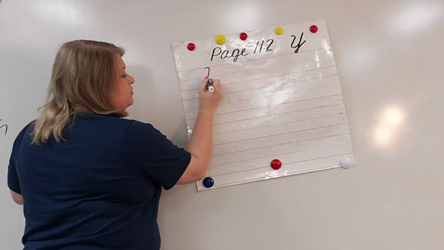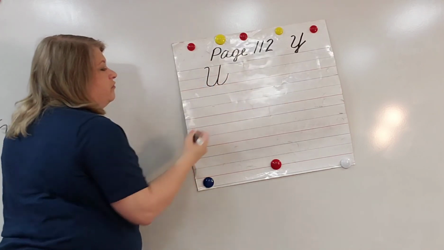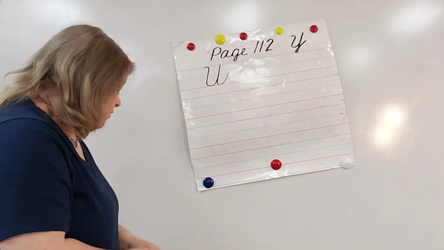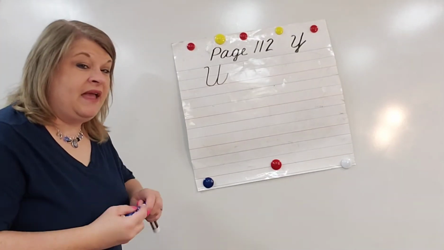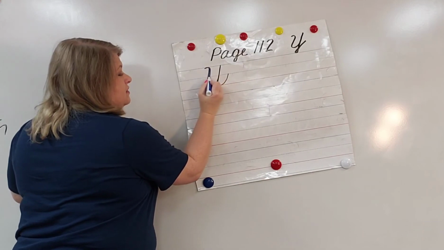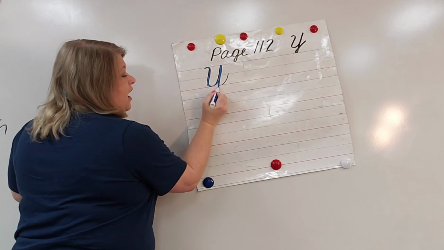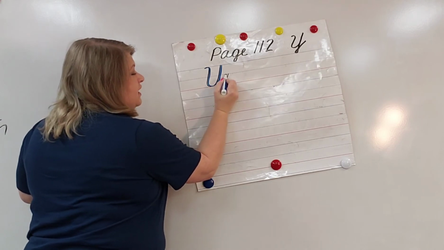So here's our capital U, undercurve, slant, undercurve, right? You've done that one. But now let's look at what happens when we make a Y. We start up here at the top. Slant, undercurve, slant. That's all the same. And then we come down and finish like a J.